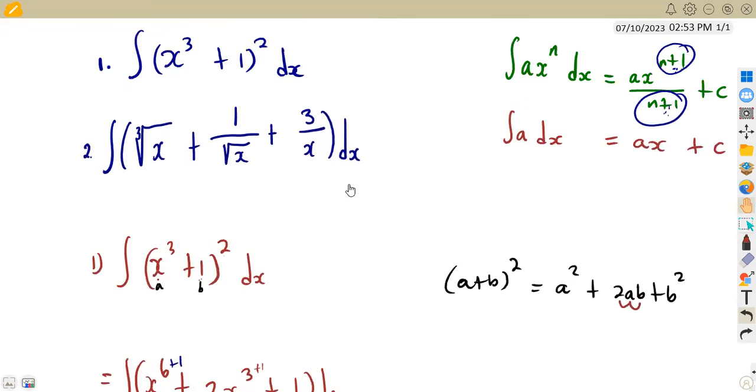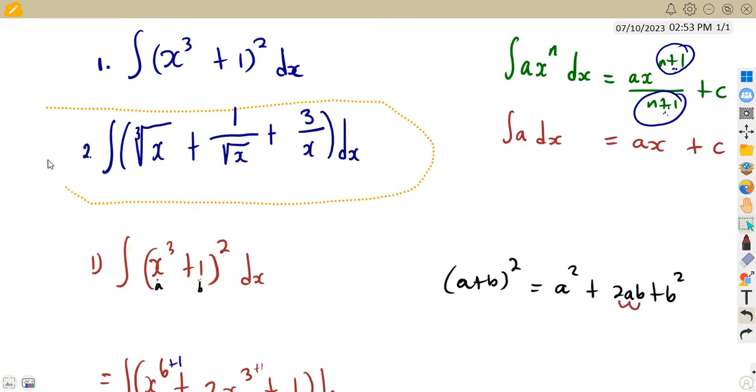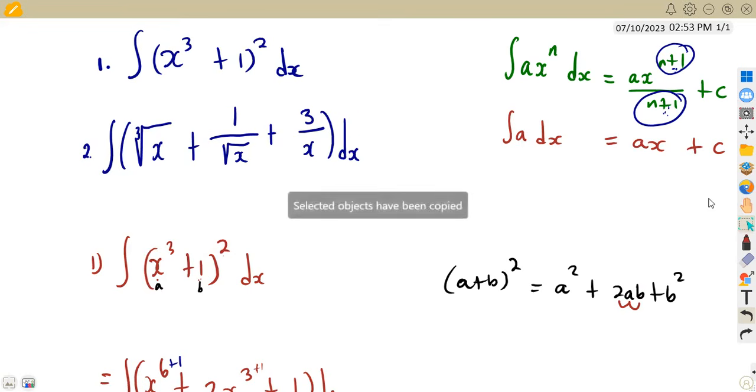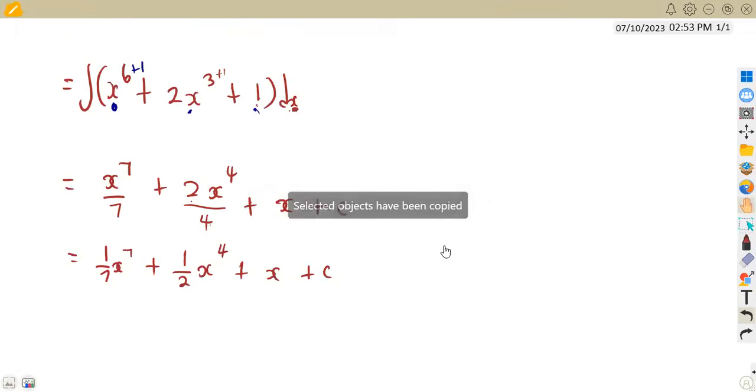All right, then if we check 1.2, we have another integral that we are going to work on. So let us see question number 2 in this case. All right, so that's question number 2. I'm just going to write this question back.